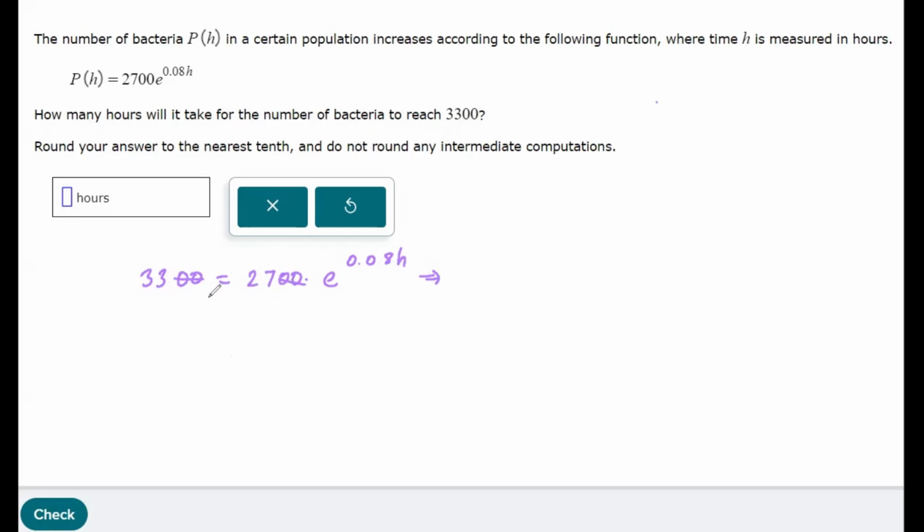So I can now divide by 27. Maybe I can divide by 3 in my head. That's going to be 11 and 9. So just divide by 3. So you will get 11 over 9 is equal to e to the 0.08h. So now this is the exponential form.